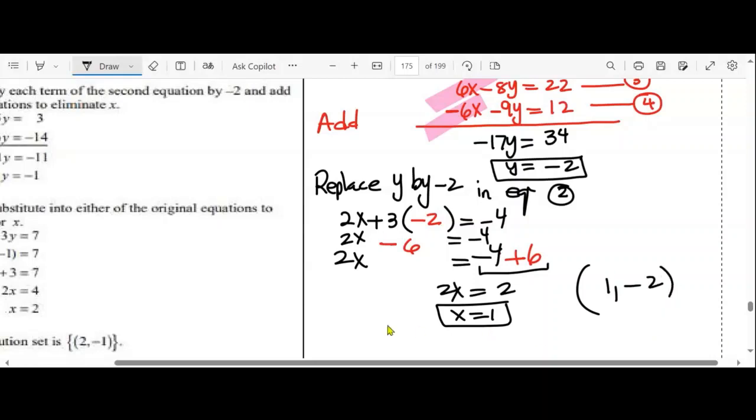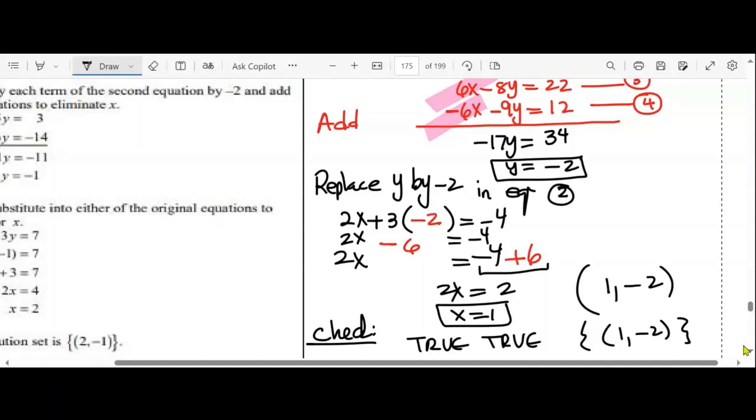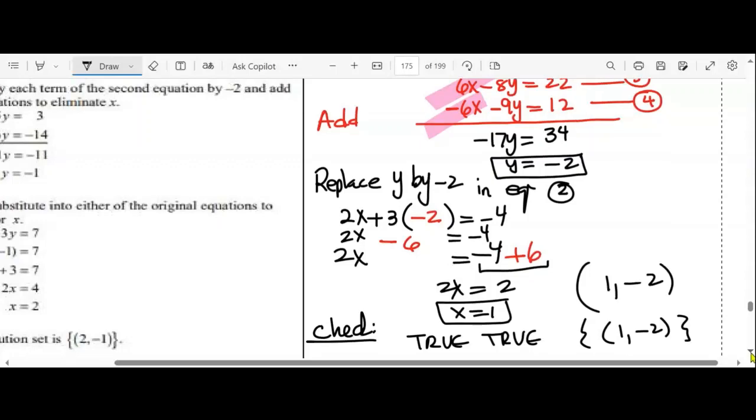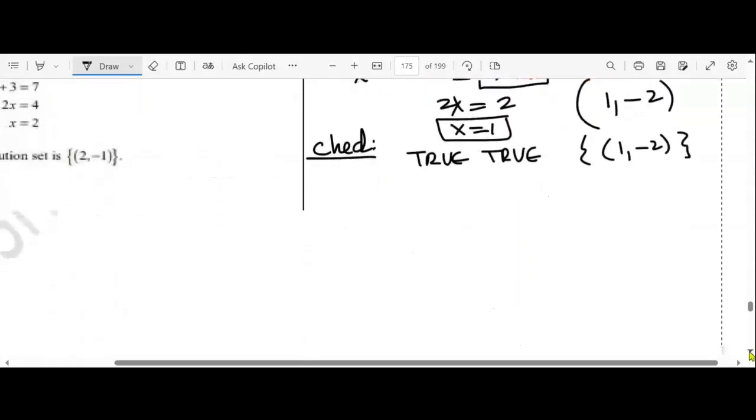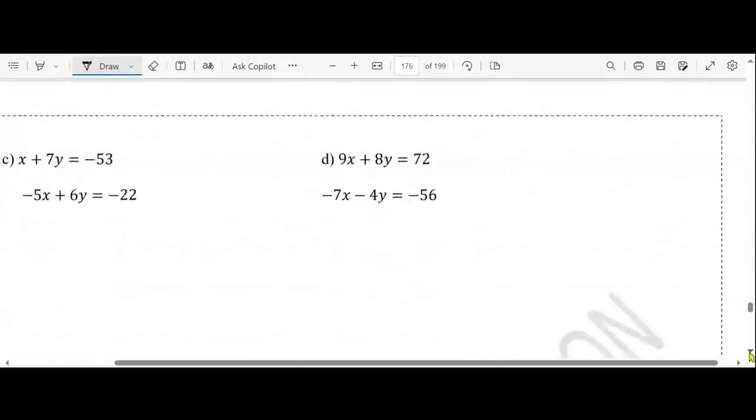And then after that, what do you do? Check. Check if true, true. Then your solution set is 1 and negative 2. Is it easy? If I use this calculator, I get 7 equals 9. But in this case the lines are parallel, so actually no solution. Yes. Let's go to the next one.